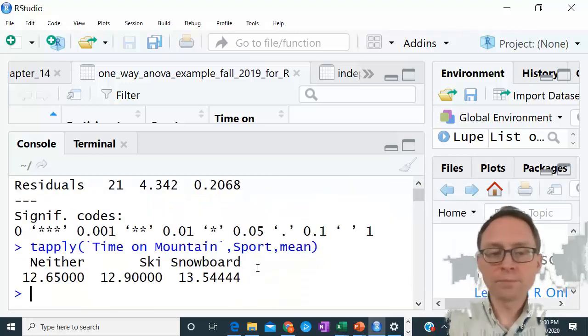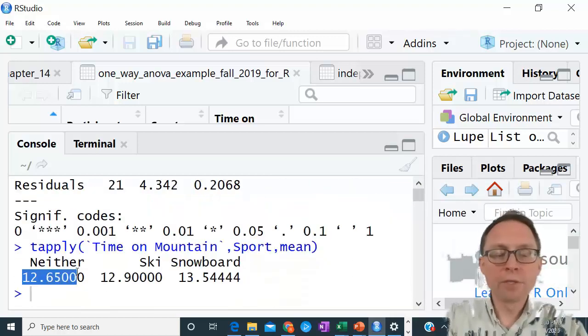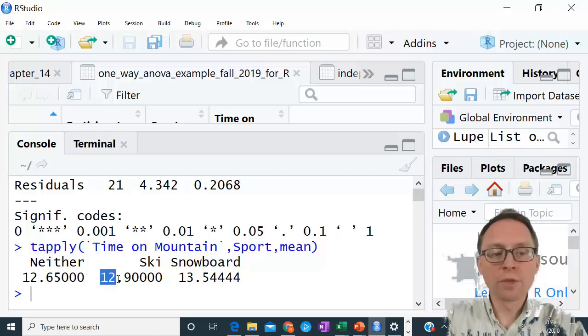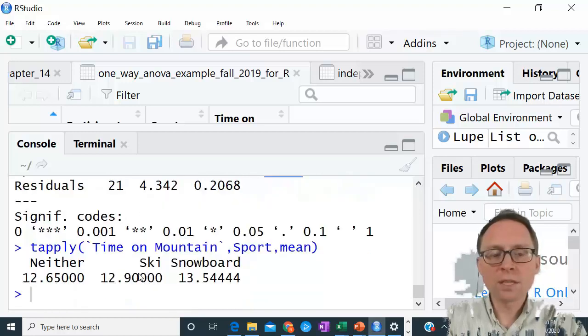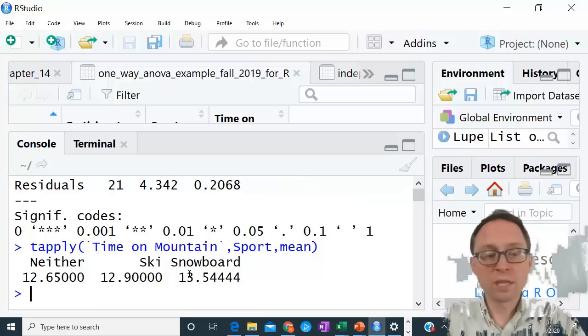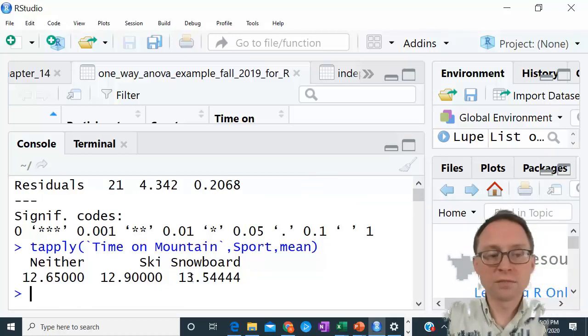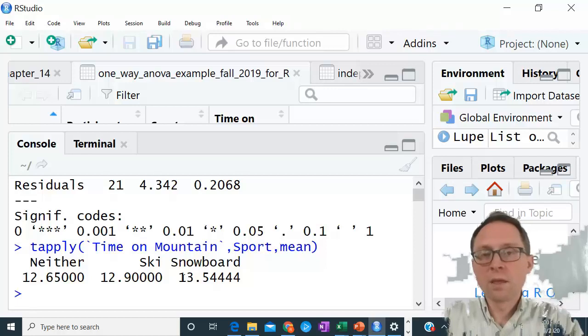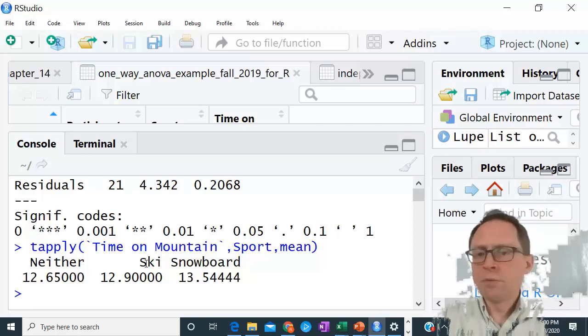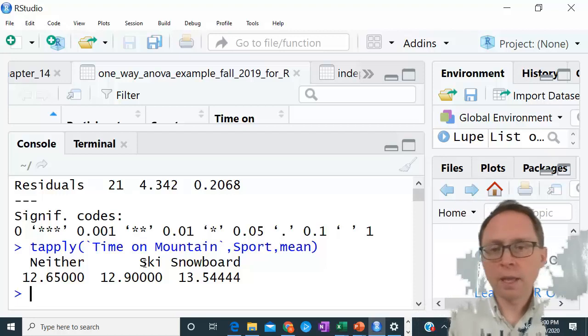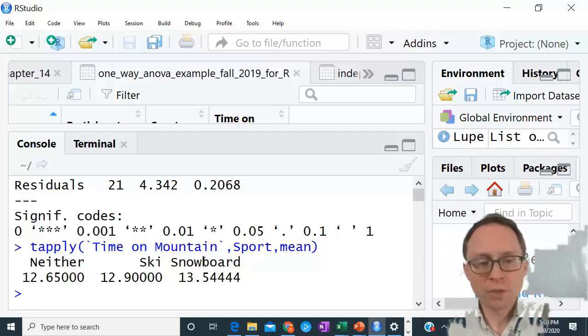And when you do that, this is the average time on the mountain for the neither group, the skiing group, and the snowboard group. That significant F value right here, all it says is there's a difference between at least one of these and one of the others. It could be more, could be less, we don't know. It just says there's a difference there somewhere. That's why the second half of the chapter is about figuring out what we're supposed to do. Before we do that though, let's go ahead and give you some data and have you try it for yourself.